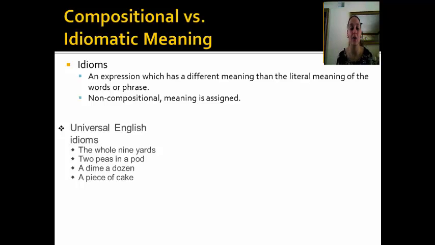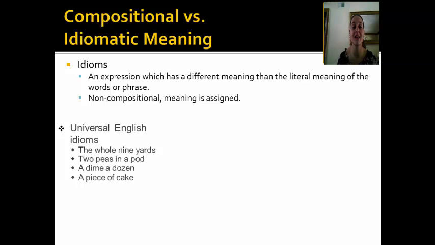Okay, so notice how the meaning that is represented by these sentences doesn't come from the literal meaning of any of the words in that sentence. It is, so we call it non-compositional. It doesn't come from the composition of the sentence. Instead, the meaning is something that has been assigned by a culture or community of people that speak these different idiomatic phrases.